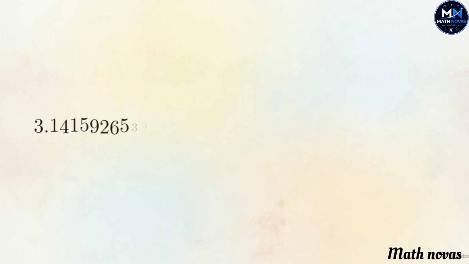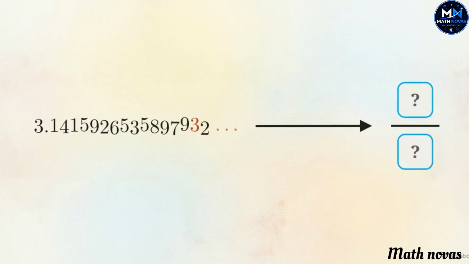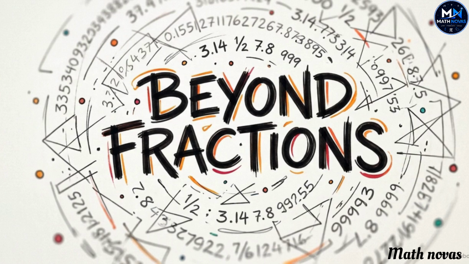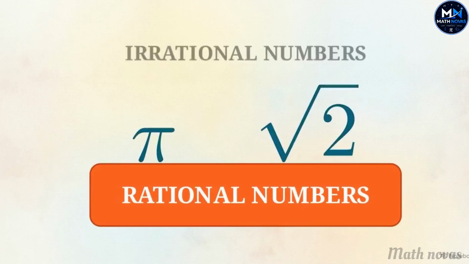However, some numbers have decimals that go on forever without a repeating pattern, making it impossible to write them as a simple fraction. These are called irrational numbers. Understanding how rational numbers are structured is the necessary foundation for exploring those more complex figures in our next lesson.